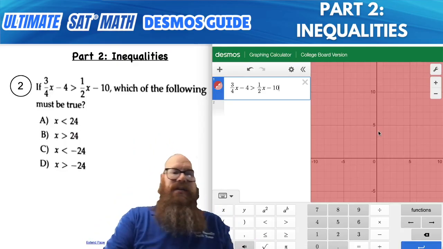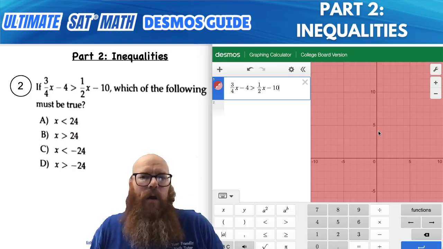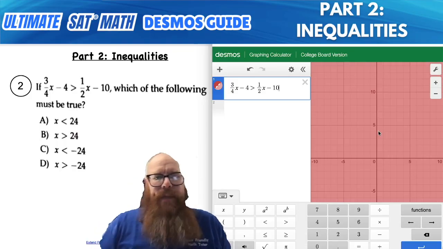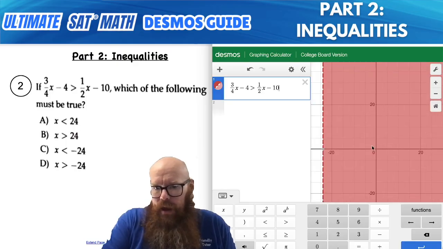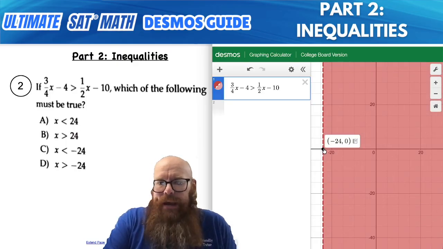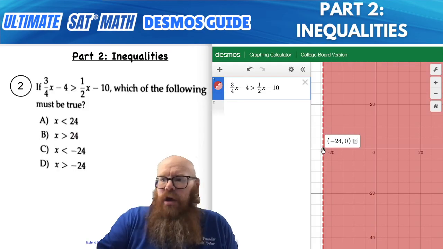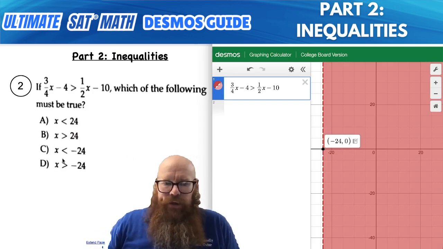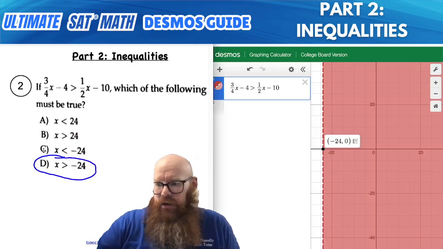And the way this works is, again, just like putting in an equation, it's going to graph a vertical line and then shade on one side of that. So I'm going to zoom out a bit, and I see that it is everything to the right of negative 24. And it's a dashed line, so it's not including negative 24. So everything to the right of negative 24 is simply going to be x is greater than negative 24.